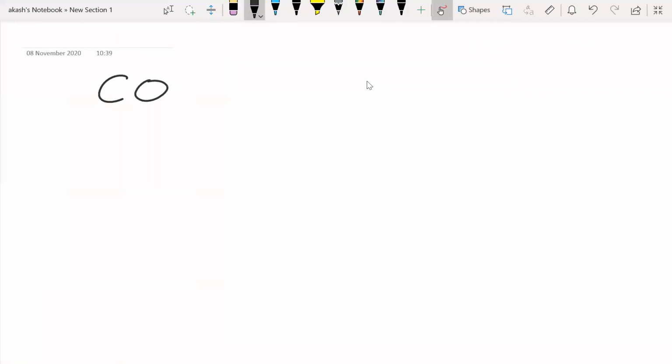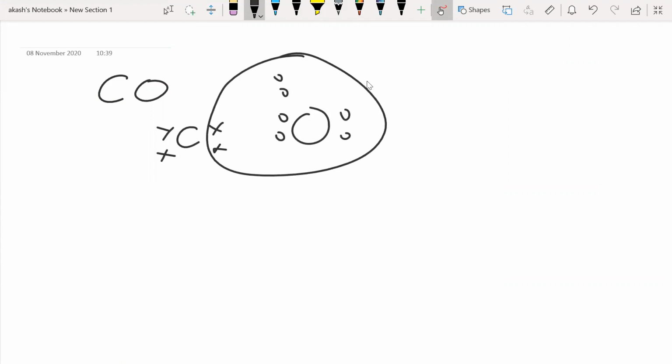Anyways, I'll just give you this small example. Carbon has 4 valence electrons, and oxygen has 6 valence electrons. So this oxygen atom requires just 2 more electrons to satisfy its octet, right? Now, generally, what we see is that one element gives 2 electrons, and the other element also gives 2 electrons. That's how a covalent bond is formed.